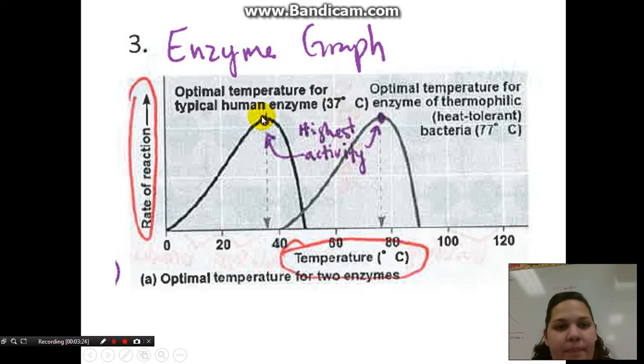But here's the thing. If we're looking at this human enzyme, anything over, let's say around like 50 degrees Celsius would definitely cause the enzyme to not work. This is most likely from the enzyme being denatured. If I look at this bacteria, anything over 90 degrees Celsius is going to cause it to not work at all. There's 0 rate of reaction, which probably means the enzyme has been denatured.